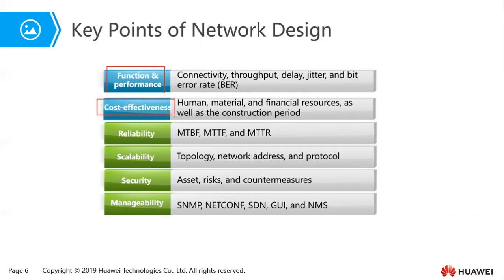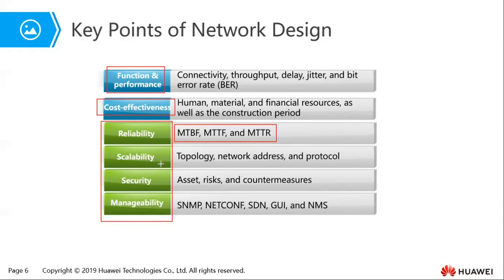Number two, we have cost effectiveness is also a component of network design. So for example, the human cost, so for the engineering team, material, for devices, any financial resources, as well as construction period. So in terms of time. Then we also have these factors that have to be taken into consideration. For example, the reliability of the network, which is normally determined by the mean time between failures, MTBF, mean time to failure, and mean time to recovery or repair, as some people call it. So we are going to look deeper into these terms in a subsequent slide.